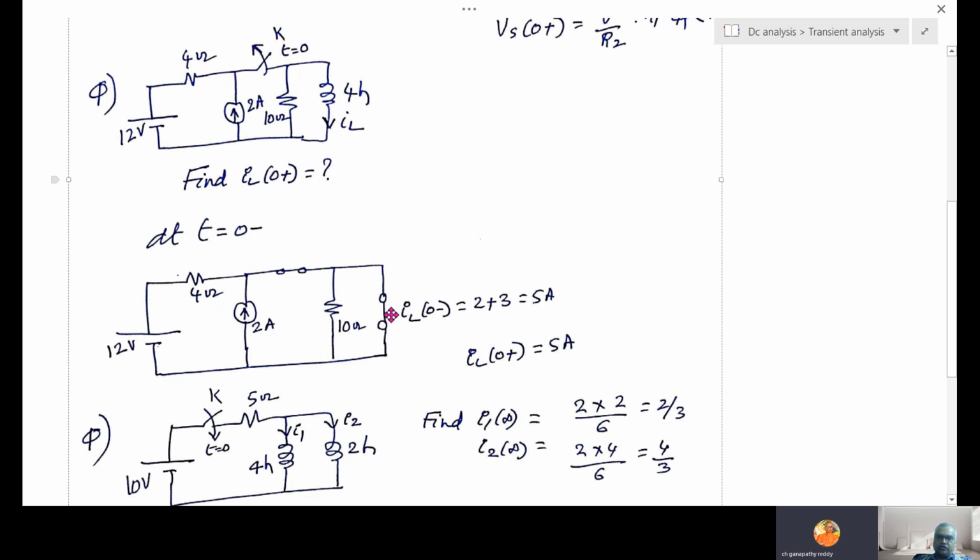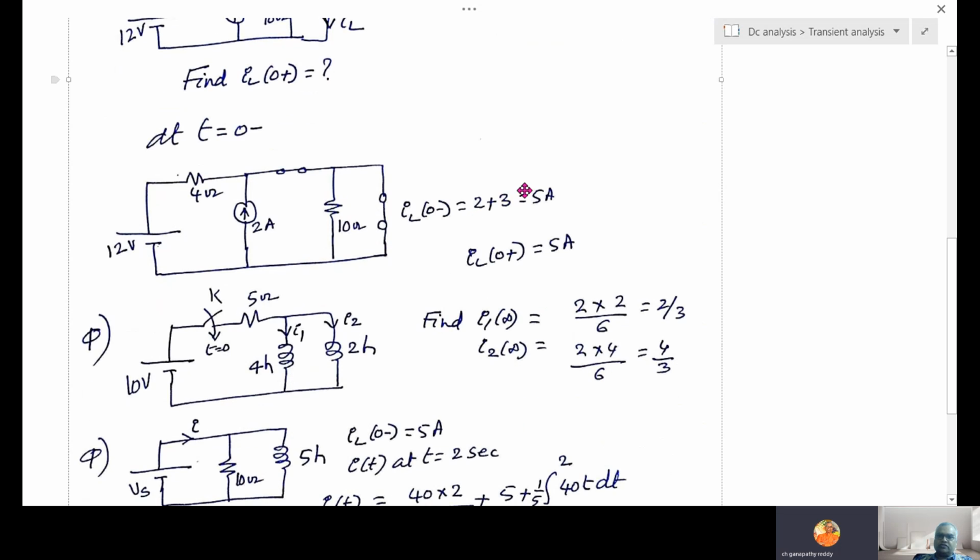Now looking at this circuit, what is the IL0 minus answer? This path is short circuit. As this path is short circuit, current will not flow through the 10 ohm. And this is giving 2 ampere current plus 12 by 4. 12 by 4 is 3. So 3 and 2 are both added. 2 plus 3 equal to 5 amps. IL0 minus is 5, IL0 plus is also 5. That is the question. IL0 plus is asked. So this 2 plus 3, 5, understand carefully. Otherwise, use the superposition principle. Find it, and you will get the same answer.